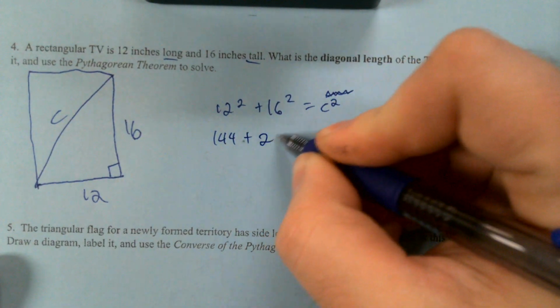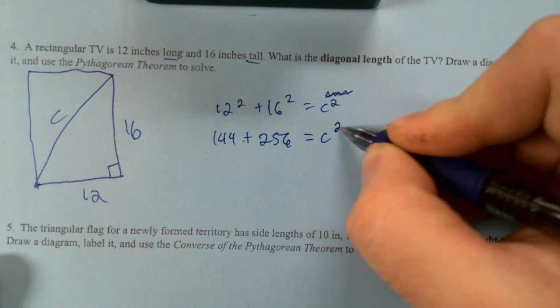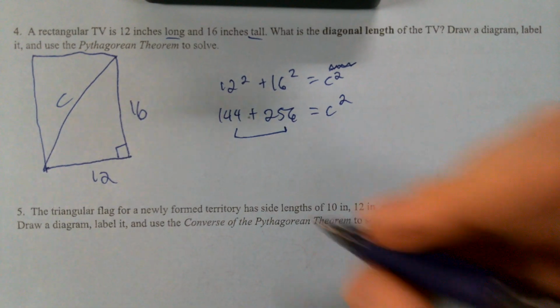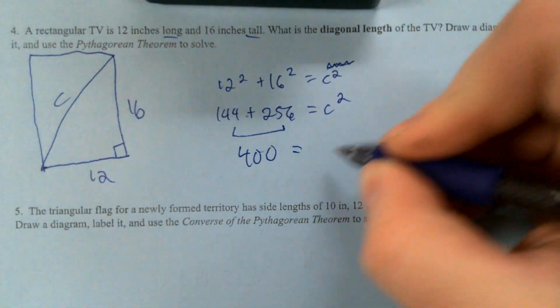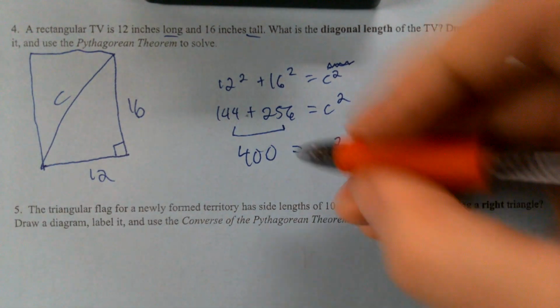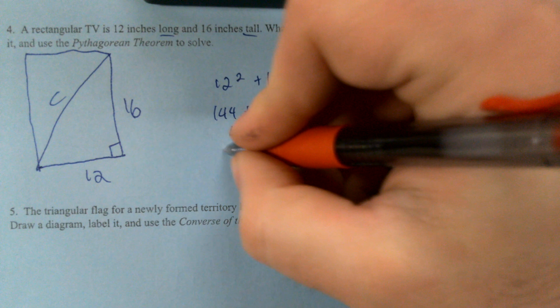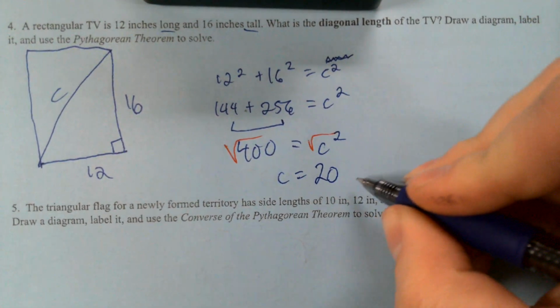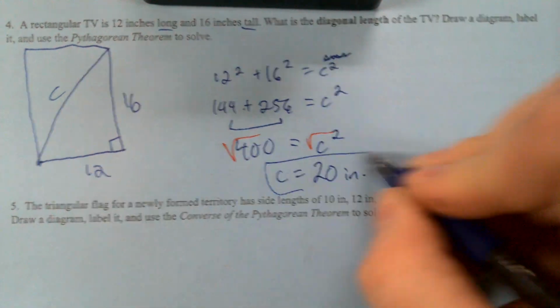144 plus 256 equals C squared. What do we get when we add those up? 144 plus 256, that's 400, that's right. And 400 is a perfect square. We take the square root of both sides and we get C is equal to 20 inches. That's right.